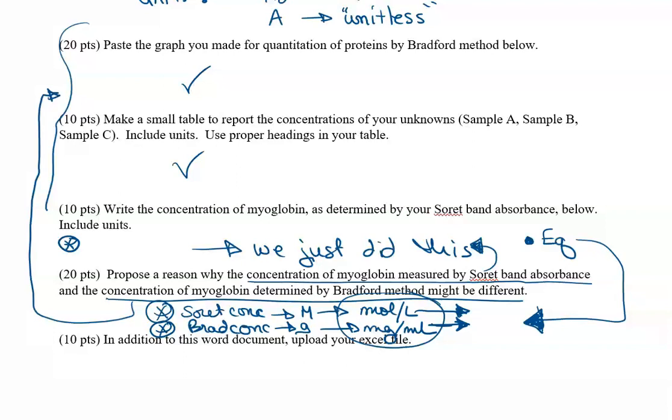But basically, you're measuring two different things. The Soret band concentration is dependent on the amount of heme, and the Bradford concentration is dependent upon the amount of protein. So you're measuring the concentration of myoglobin in two different ways, based on two different properties of the myoglobin protein. You're not going to get the same exact number because you're measuring two different things by two different methods. And that's basically it in a nutshell.